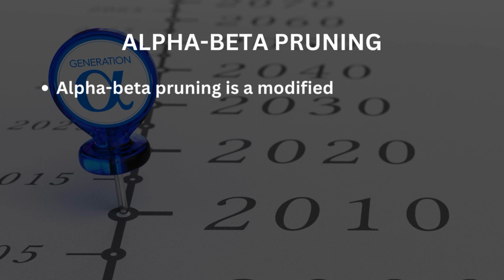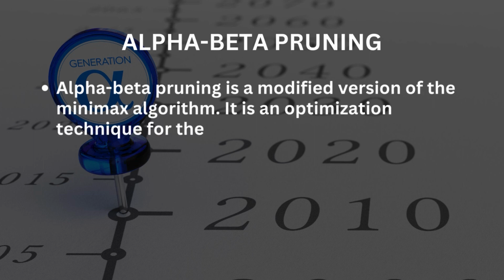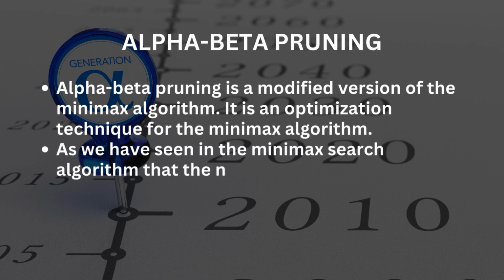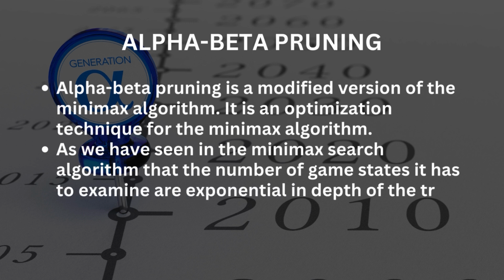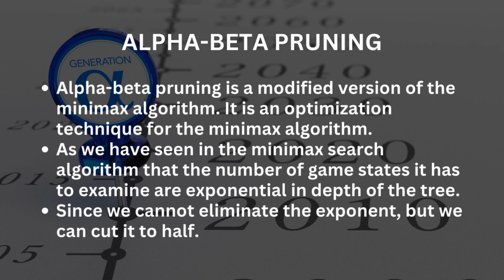Now, let us start with today's topic, alpha beta pruning. Alpha beta pruning is a modified version of the min-max algorithm. It is an optimization technique for the min-max algorithm. As we have seen, in the min-max search algorithm the number of game states it has to examine is exponential in the depth of the tree.